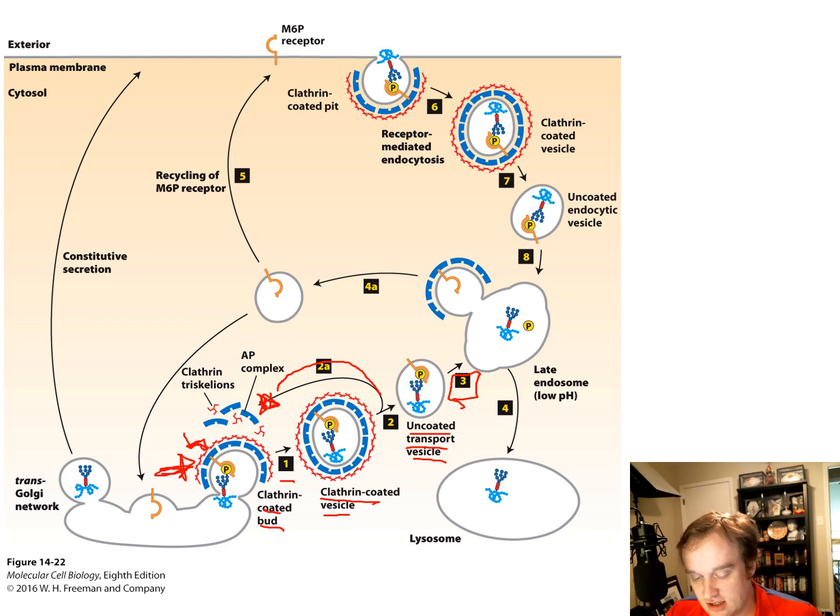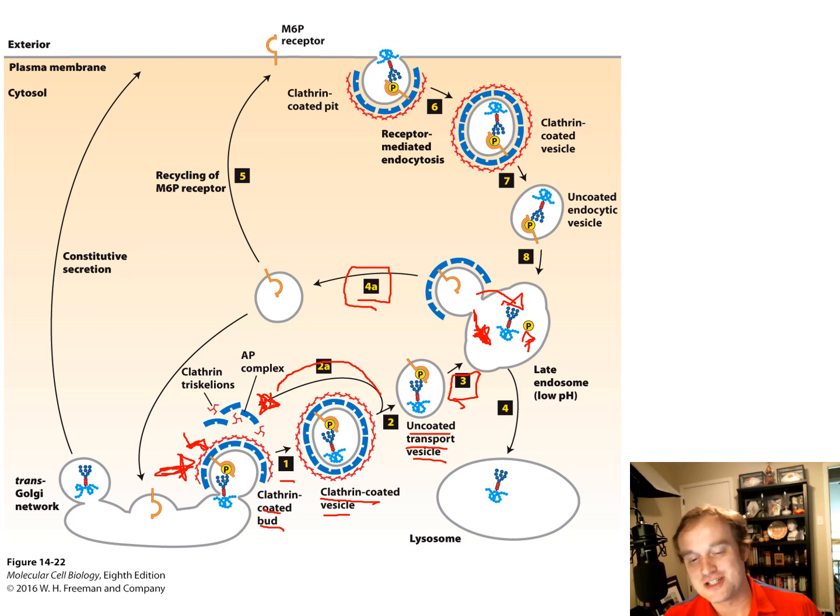Because there's a lower pH in the endosome, we are going to release the protein from our receptor and the phosphate group from the protein. So step 4A over here, the M6P receptors are recycled and captured in vesicles that are targeted back to the Golgi. So really anything that isn't the cargo is recycled.